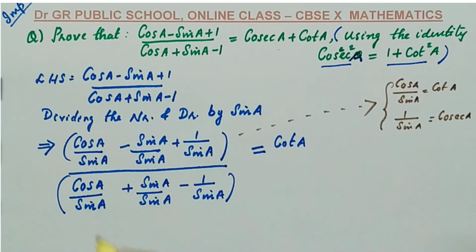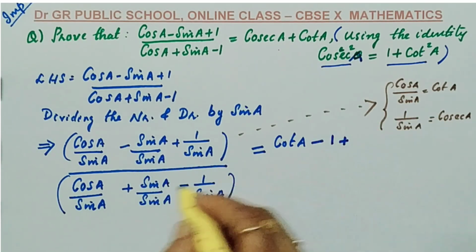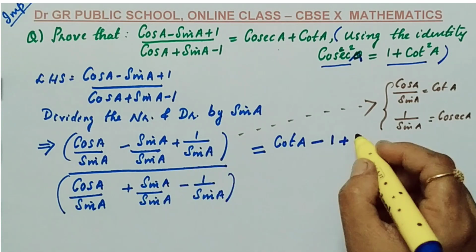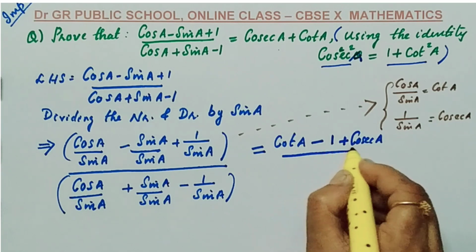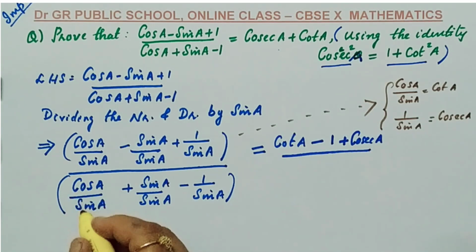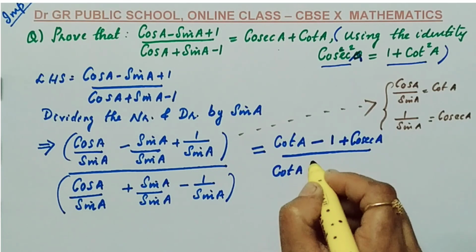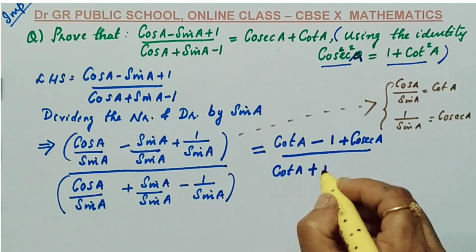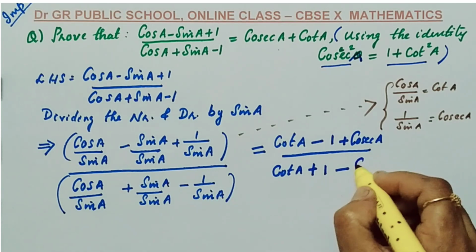Here, cos A by sin A can be replaced with cot A, minus sin A by sin A is 1, plus 1 by sin A can be replaced with cosec A, the whole divided by. Again, cos A by sin A is cot A, plus sin A by sin A is 1, minus 1 by sin A is cosec A.